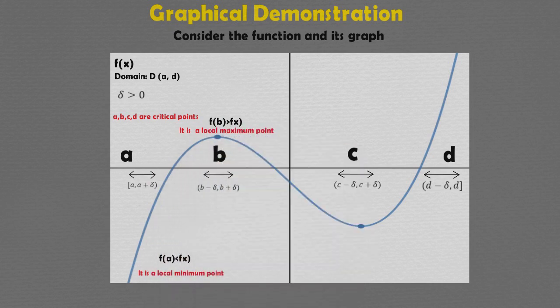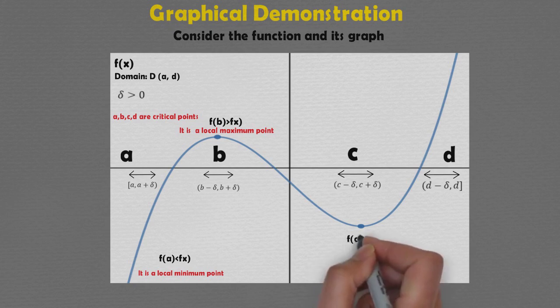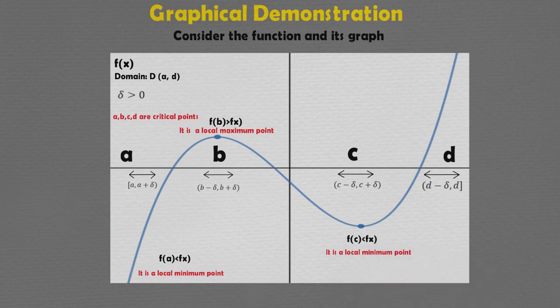Similarly, for interval 3, that is from c minus delta to c plus delta, at c the value of the function is the lowest in the interval. That is, f of c is less than f of x in this interval. So by definition it is a local minimum point, and f of c is the local minimum value.